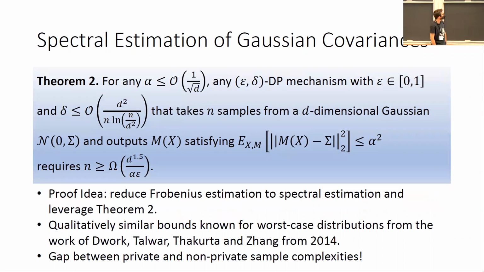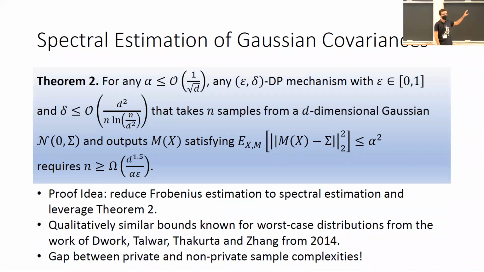The second result that we have has to do with estimation of covariance matrices with respect to the spectral norm. So if we assume that our estimation error is upper bounded by roughly 1 over root d, and we have an epsilon, delta DP mechanism where epsilon and delta belong in these ranges over there, in order to have the expected error measured with respect to the spectral norm be upper bounded by alpha squared, we need the number of samples to be at least roughly d to the 1.5.